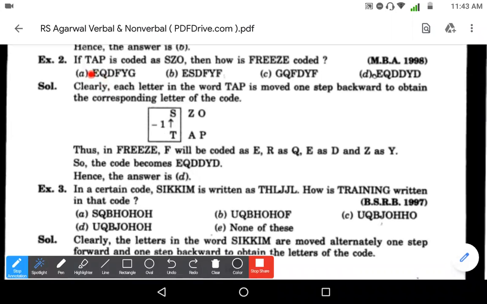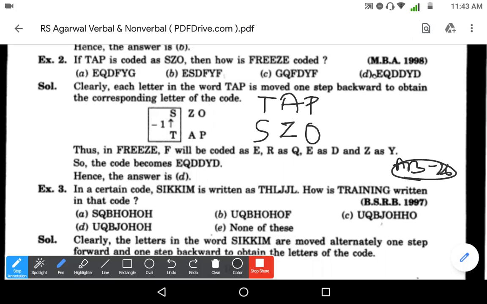If TAP is coded as SZO, then how is freeze coded? So what is the first set? TAP is coded as SZO. So what is TAP? Let's write down so that it is easy for us to understand. So TAP is coded as SZO. Okay. Now in ABCD, if you happen to write down in logical reasoning, just in one side write down ABCD, all 26 alphabets.